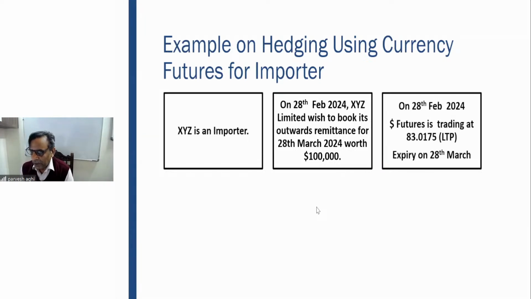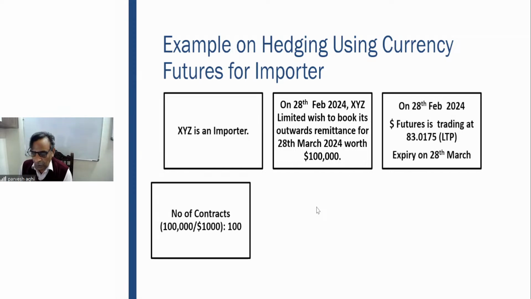So here the expiry period is 28th of March. Since you have to make a payment in the month of March, you have to go to the March window, not February, not April. So you're going to look only at the March contract. When you went to the March contract, you found that on 28th of February, the future was trading at 83.0175.